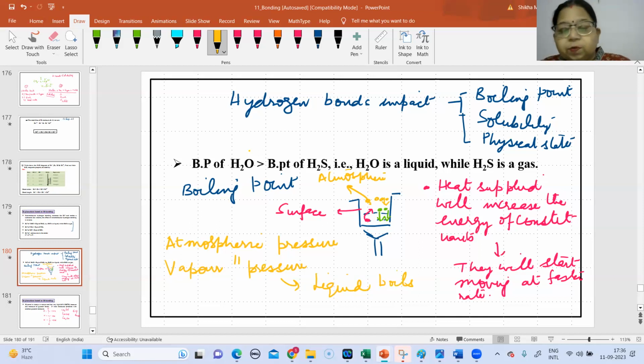So what is boiling point? Boiling point is the temperature at which atmospheric pressure is equal to vapor pressure. Is it clear to all of you? Yes, ma'am. Okay, and please remember, if you have to copy, I can give you 2 minutes to do so. I can repeat this, but I will appreciate it if you remember it for your lifetime.